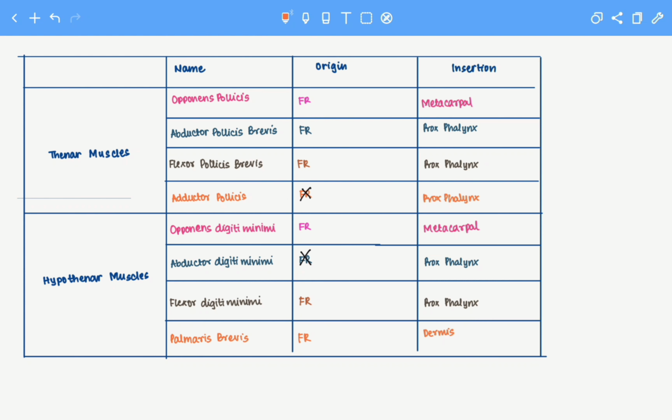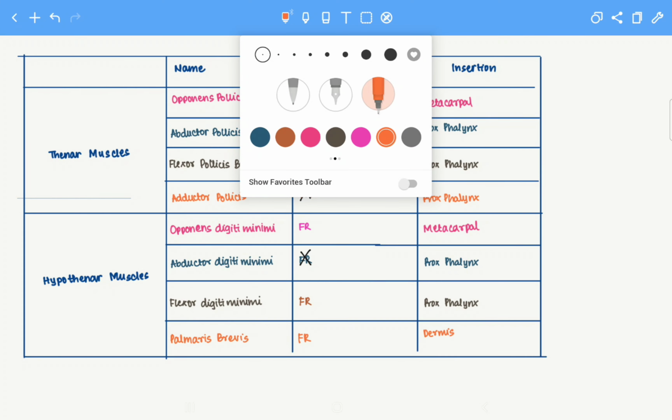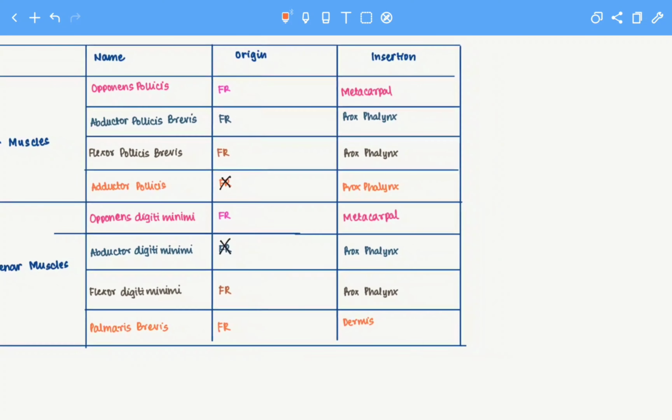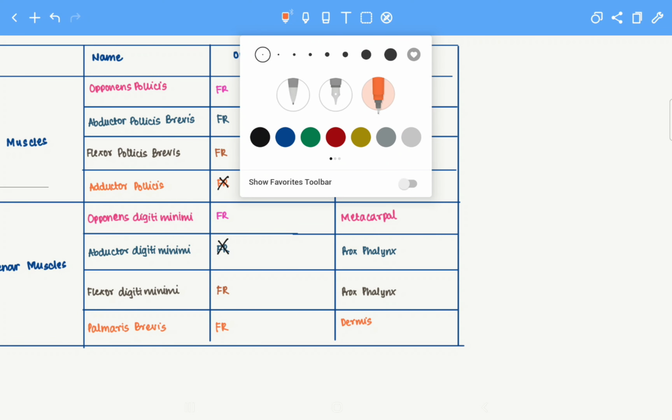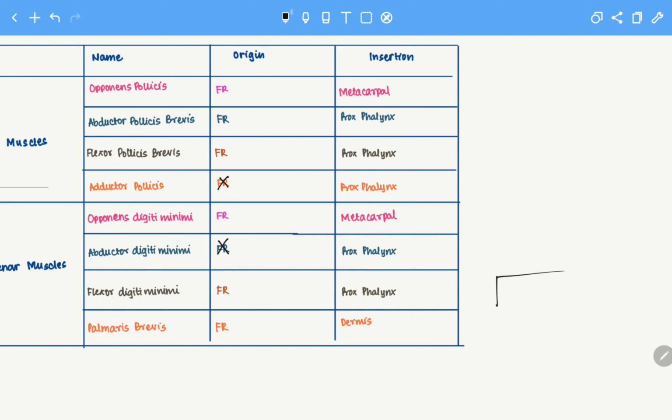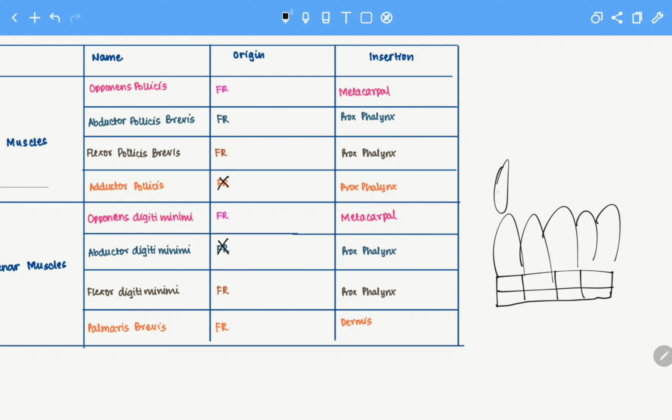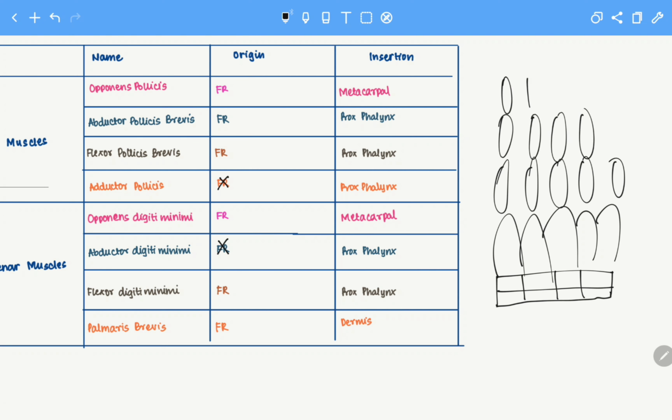Now let's talk about adding onto the list of origins. Firstly we'll talk about the opponens pollicis. To understand this a bit more clearly, I'll draw a rough diagram of the hand. Here I'm drawing the 8 carpal bones. Here I'm drawing the metacarpals. These are the proximal phalanx. These are the middle phalanx. Remember, the thumb does not have a middle phalanx. And these are the distal phalanx.